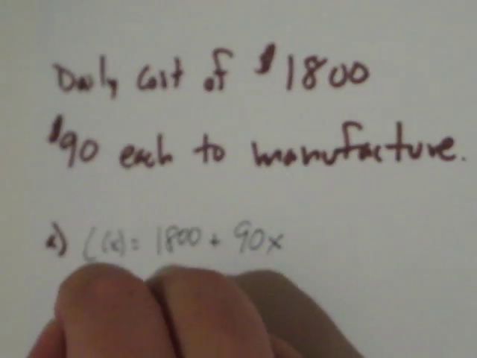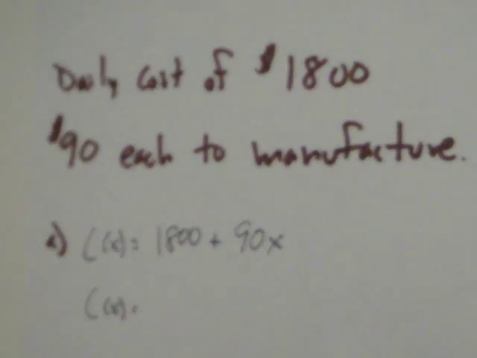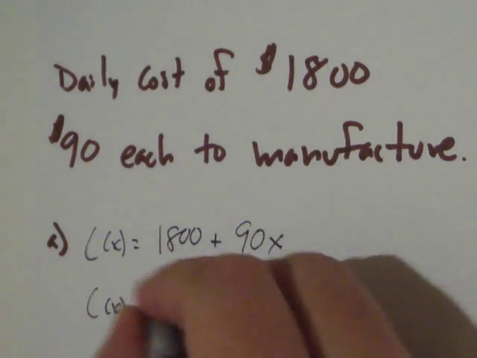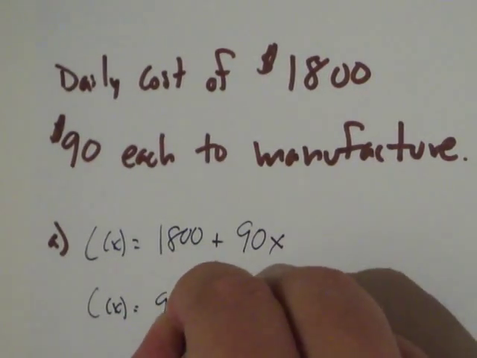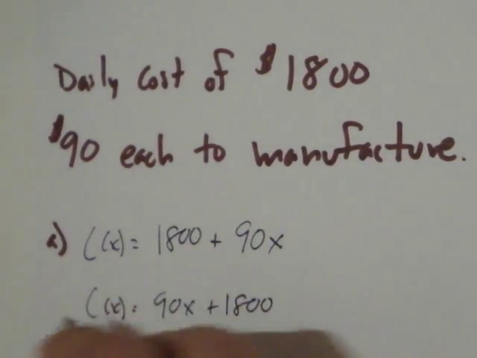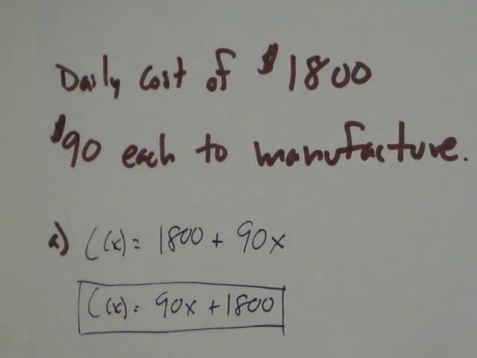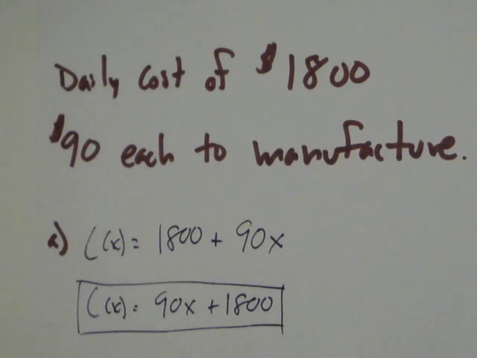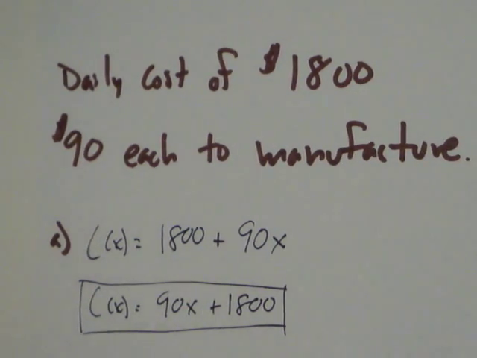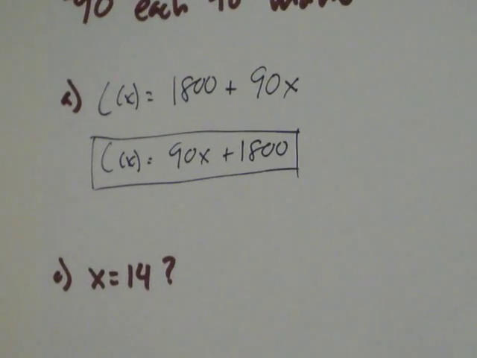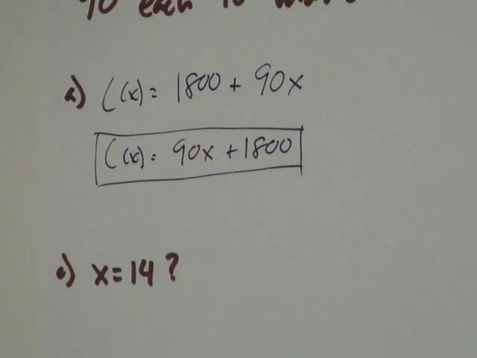And we can rewrite it in a nicer way so that it looks more like the mx plus b form. We can write it as 90x plus 1,800, and that would be our cost function right there. C of x equals 90x plus 1,800, where x is the number of bicycles we made. Now I'm going to skip B, the graphing part, and go right to C, where it says, what if they made 14 bicycles? How much money would that cost?